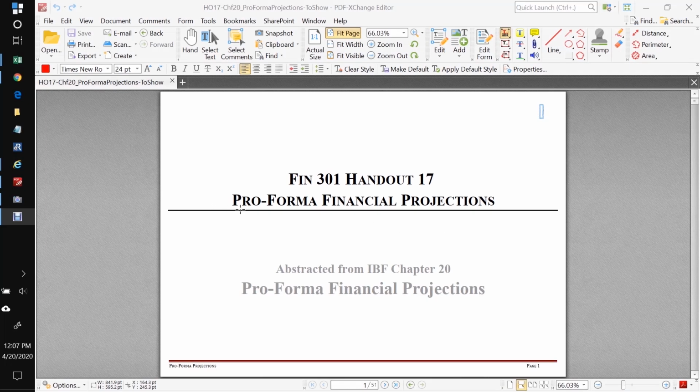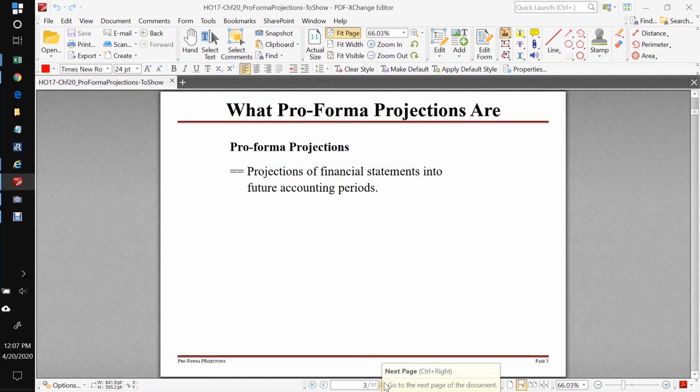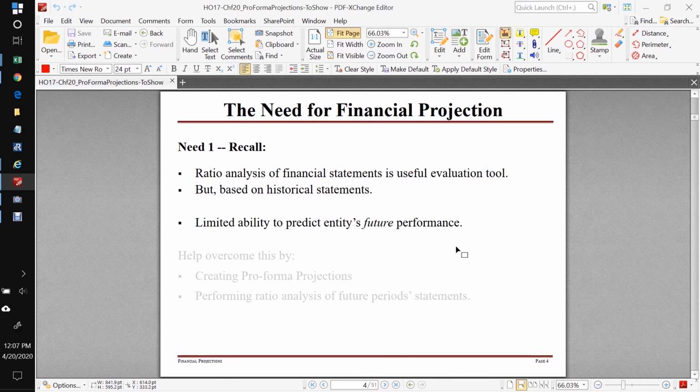Okay, so pro forma financial projections. What are pro forma projections? All they are is projections of our financial statements into future accounting periods. And why do we care? Why do we want to do this? You should always be questioning, why is he torturing us with this stuff? Well, there are a couple of needs for financial projections, pro forma projections.